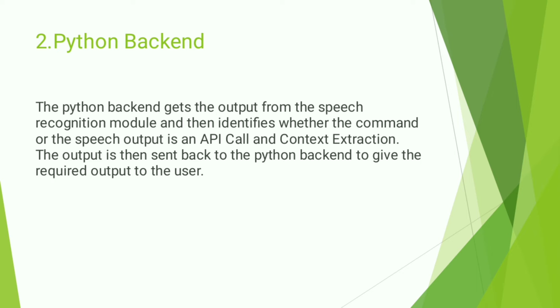Let's talk about the Python backend. The Python backend gets the output from the speech recognition module, then identifies whether the command or the speech output is an API call or content extraction. The output is sent back to the Python backend to give the required output to the user. After converting the speech to text, it will be sent to the Python backend. The Python backend identifies whether the given input was an API call or content extraction. Accordingly, it will give you the output.